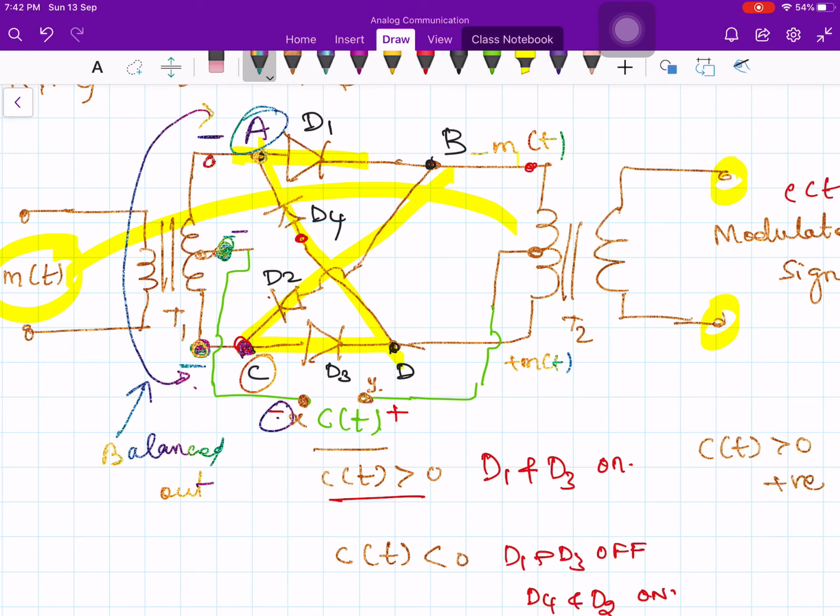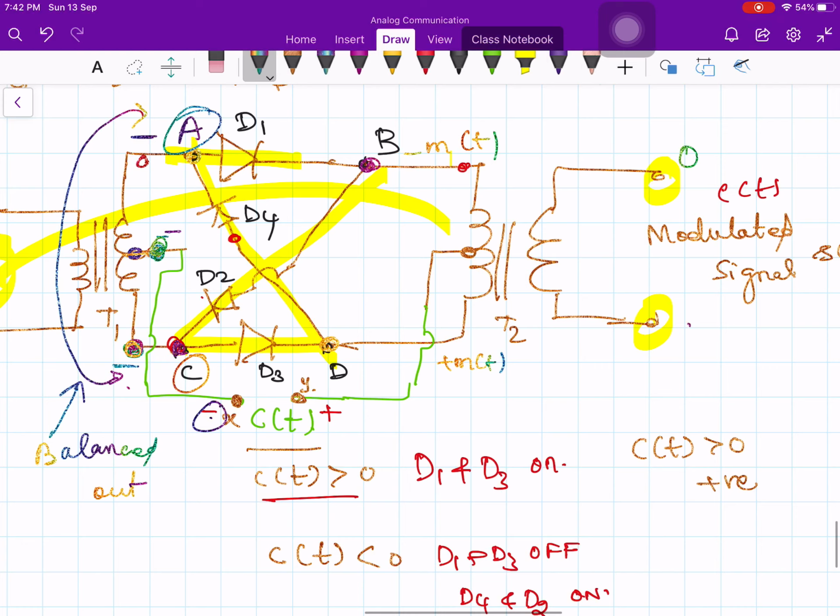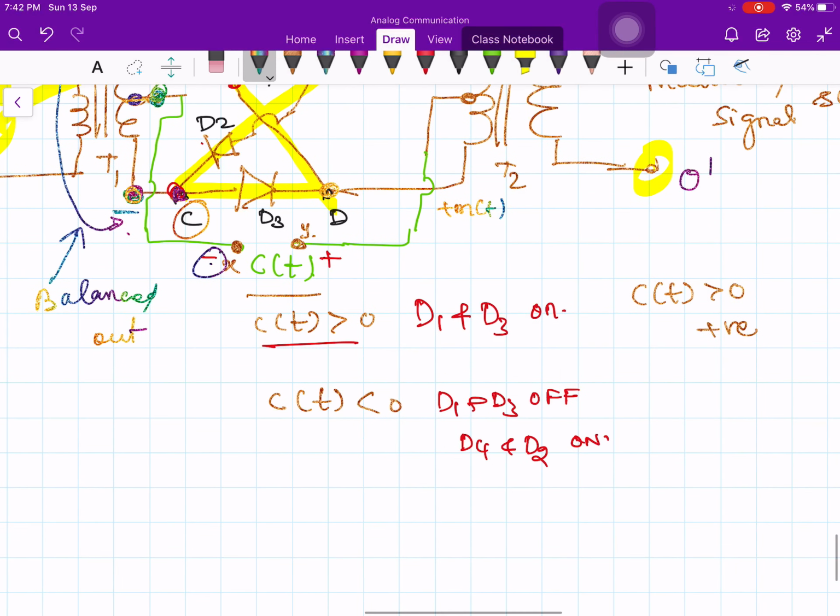If the transformer is perfectly balanced, that is, if the center tap exists precisely in the middle of the winding, then you can achieve this perfect balanced condition. And similarly, net 0 voltage due to carrier appears here also, between B and D. So basically the voltage M of t will appear across the output, let's say O and O dash. Okay, so that is the working principle of your balanced modulator.